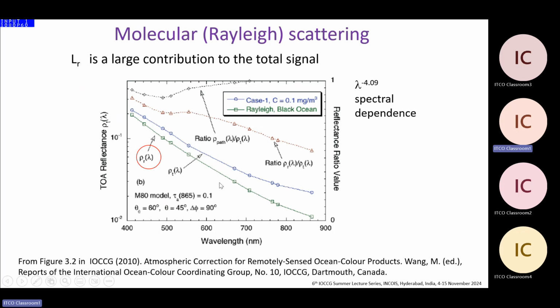This one is just to illustrate again that ρr is a large contribution to the total signal. The vertical axis here is the top of atmosphere reflectance from 400 to 900 nanometers, for some sort of maritime aerosol model with a relatively low optical thickness, and the geometry is indicated here. The blue curve is the total reflectance, and the green curve is the Rayleigh reflectance. As you can see, they both follow a relatively similar shape because ρr is a big contribution to it. And this red curve is with the vertical axis on the right. That's the ratio of ρr over ρt. You can see that in the blue we're close to 80%. Here we are down to 50% maybe.